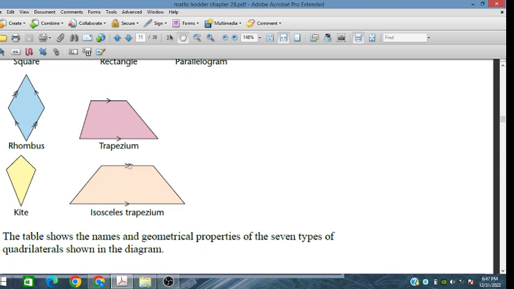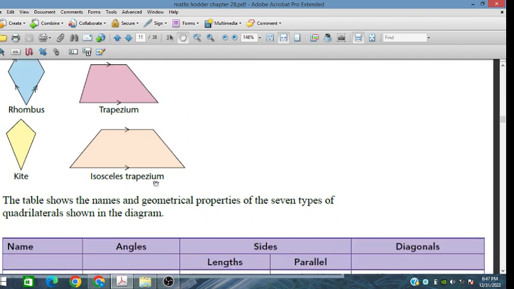In a trapezium, we have 2 sides parallel and these 2 sides are equal, like an isosceles. So this angle and this angle are equal. So this is an isosceles trapezium.